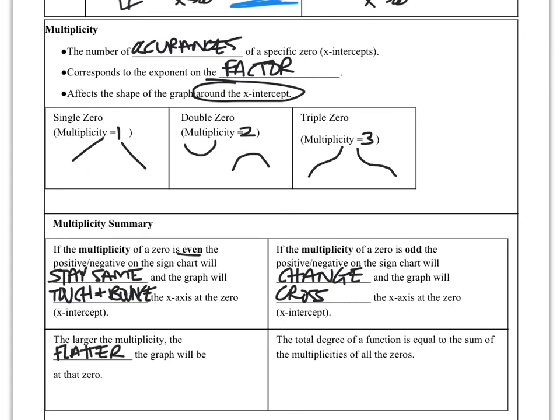So if I'm to the 4th power, that means it's going to look like something to the 2nd power, but flatter. And if I have the 5th, it's the same as the 3rd, but flatter right at the zero. And the total degree of the function is equal to the sum of the multiplicities of the zeros. So if I just write a little random thing right here, we can find our degree. So 3 plus 2 is 5, plus 4 is 9, plus 4 is 13, as long as I can add today.